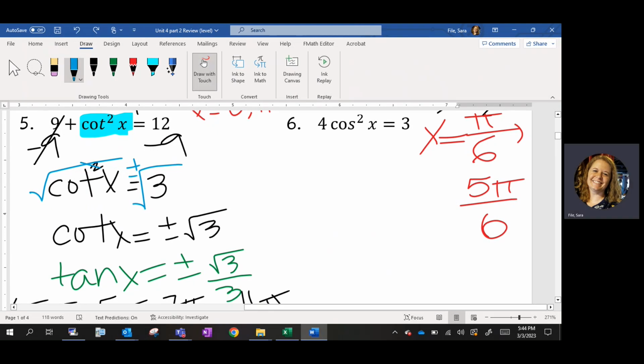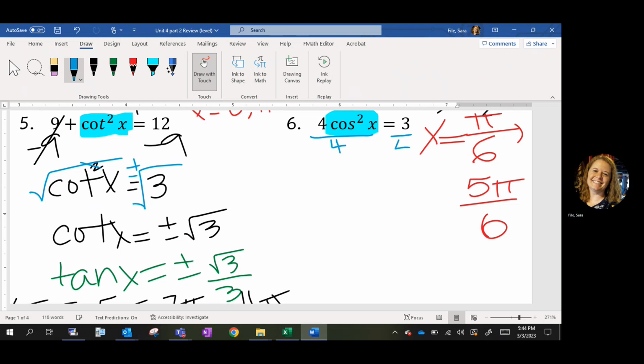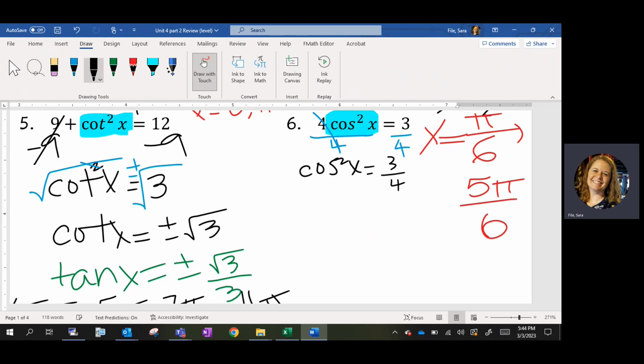All right. Same concept. We've got a single trig term we want to isolate. So we're going to get rid of that 4, but this time that's dividing. So that 4 is being multiplied. So the opposites divide. So I've got cosine squared x equal to 3/4. But I'm going to have to do the same step of taking the square root to get rid of the square. I have to remember that plus or minus.